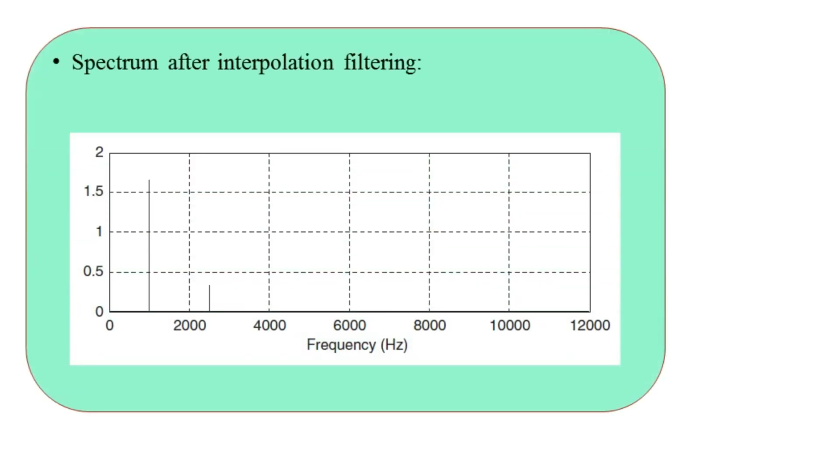When we visualize the spectrum after the interpolation filtering, it is basically of the low pass type. We have only the 2 components from the previous spectral diagram present in the output, whereas the rest of the 4 components are discarded. So this is the spectrum after interpolation filtering.